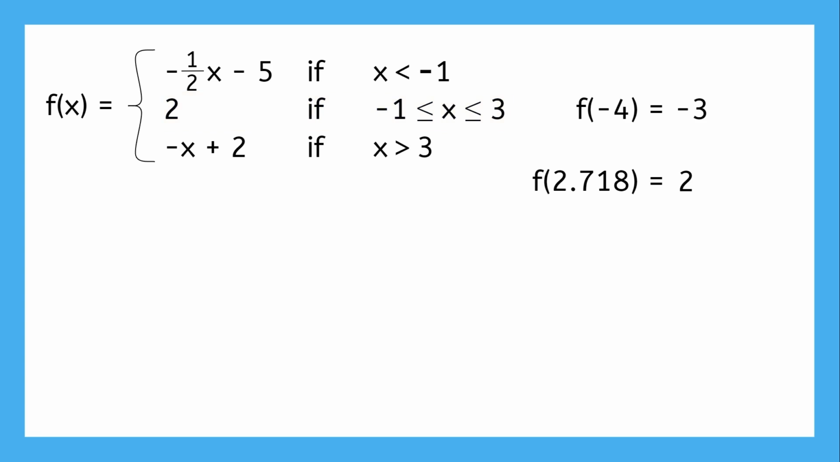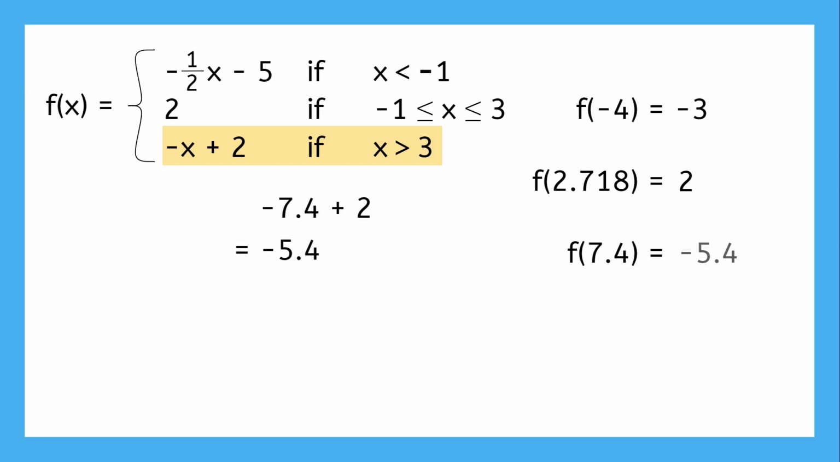Okay, yeah, so that was a little too easy. How about an input of 7.4? First, we find the interval that includes it, and then plug it into the appropriate expression. Negative 7.4 plus 2 is negative 5.4. Like I said before, it's just like evaluating other functions. You just have to decide which expression to use first.